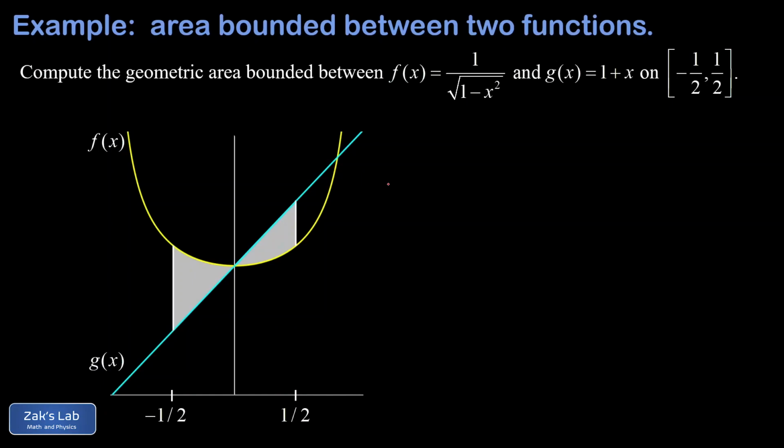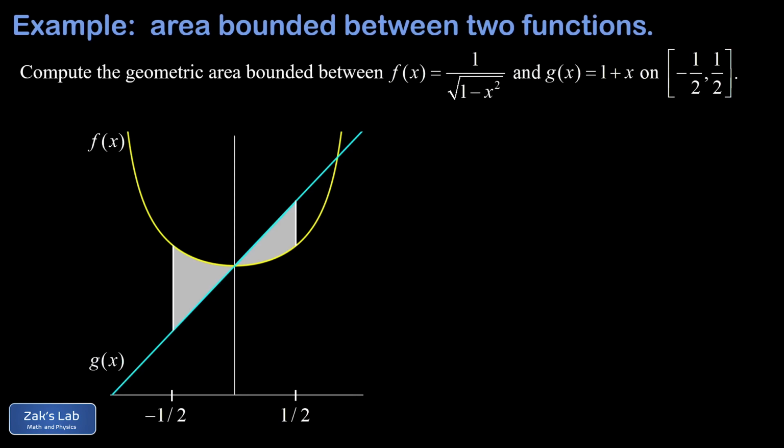In this video, we're computing the geometric area bounded between f of x equals 1 over square root 1 minus x squared, and g of x equals 1 plus x. So g of x is this simple linear function in the diagram, and f of x is this function with upward curvature. And the reason I said geometric area is to distinguish it from signed area. We're not counting any area as negative here, we just mean ordinary geometric area.